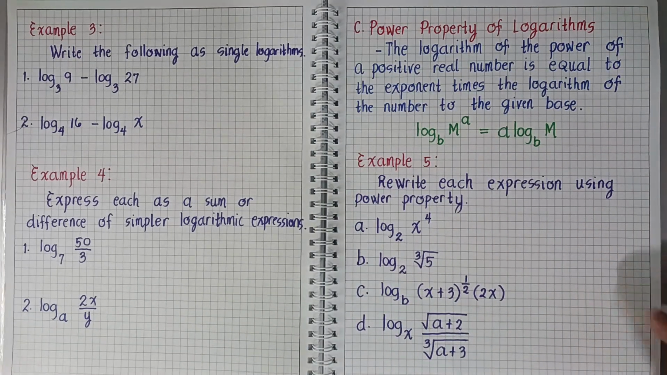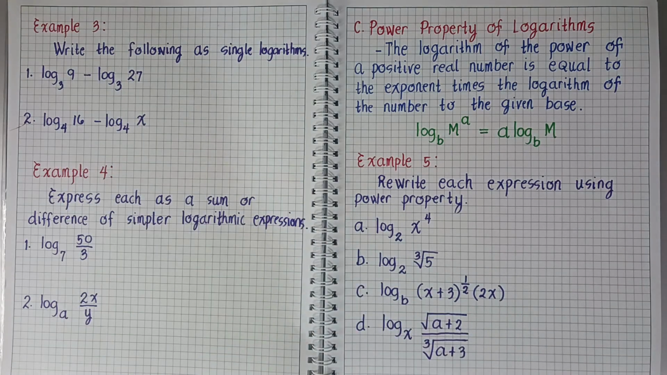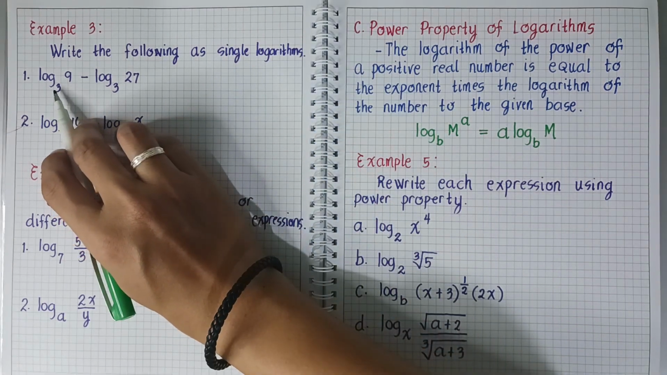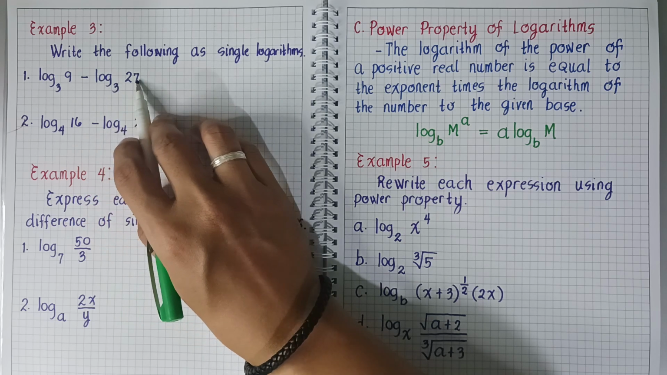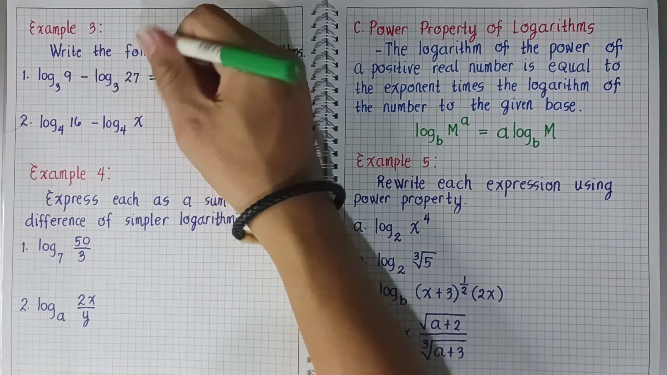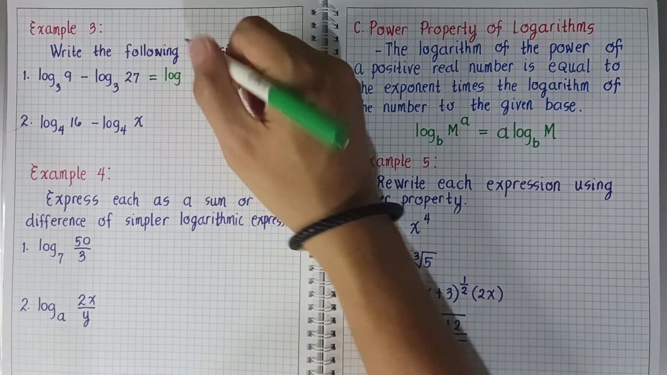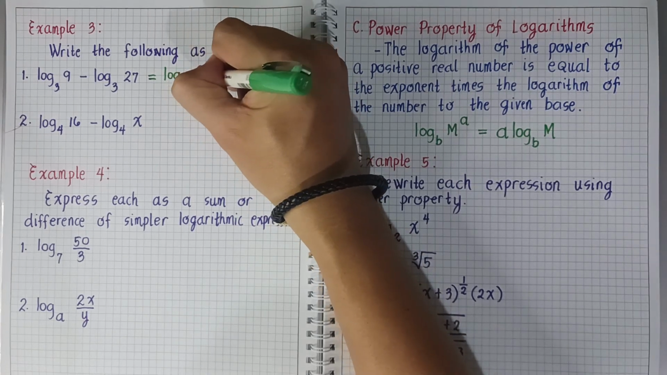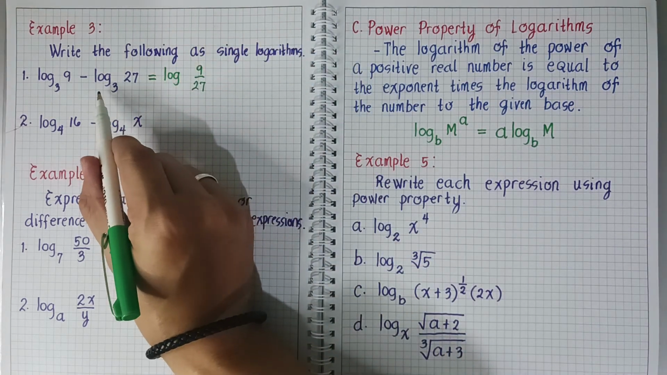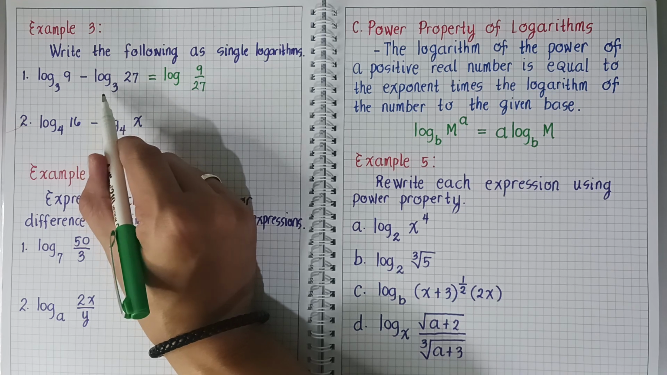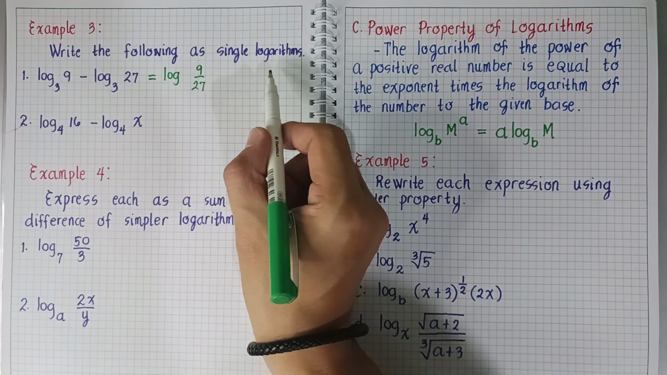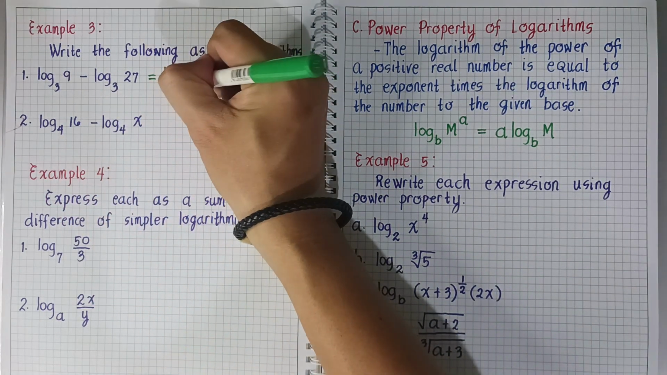Now, let's have an example. So, example number 3, write the following as single logarithms. So, number 1, the logarithm of 9 to the base 3 minus logarithm of 27 to the base 3. Okay, so, same base tayo dito. So, ito ay magiging the logarithm of 9 over 27. So guys, kung mapapansin natin dito, ang given natin ay nakasulat sa expanded form and we are tasked to write it as a single logarithm. Okay? And do not forget the base, which is 3.